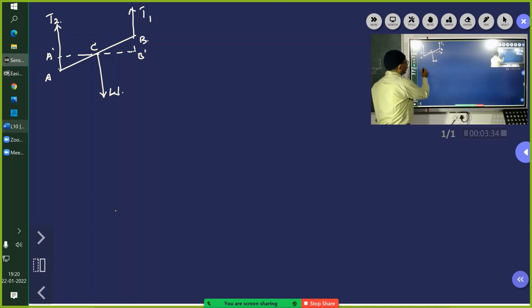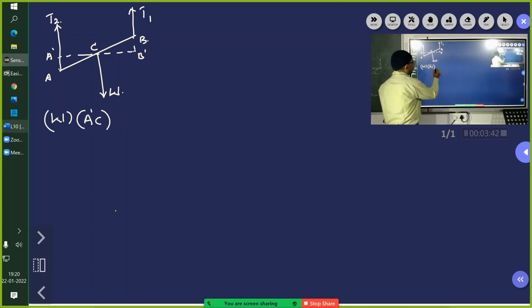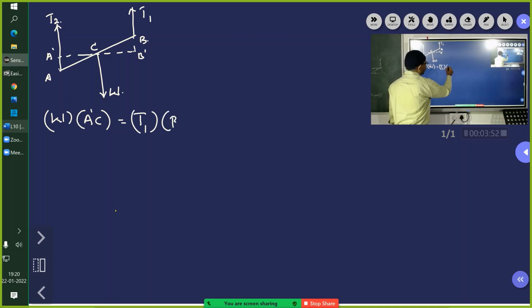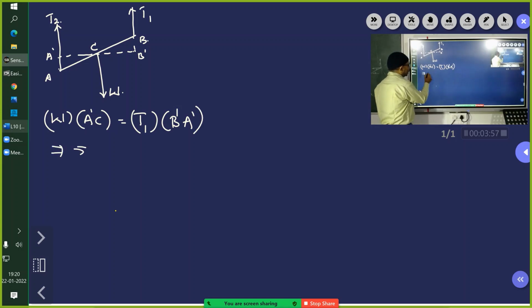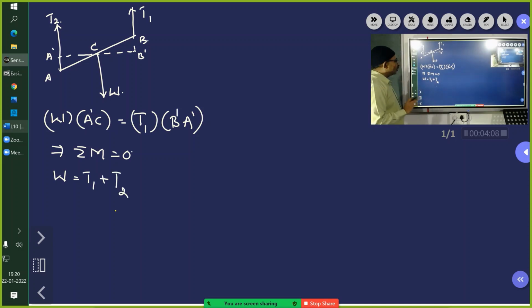then the clockwise moment will be W into A dash C, and this will be equal to T1 into B dash A dash. So this will ensure that the summation of M is equal to 0, and obviously W will be equal to T1 plus T2. So this is how the equilibrium condition is established.